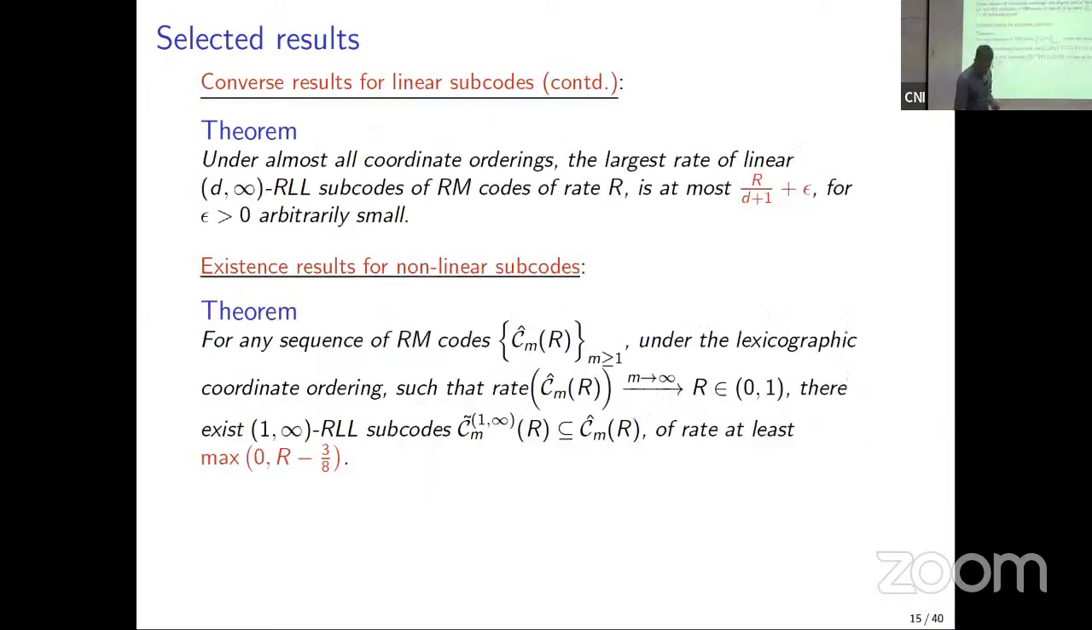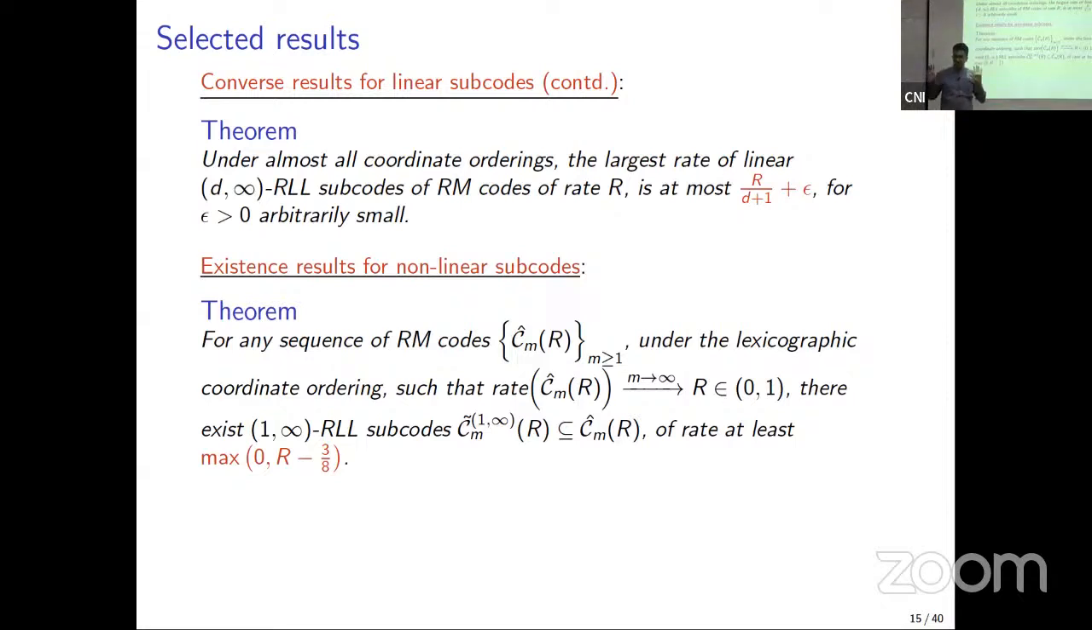Okay, but what more can we say? Well, if you look at the constraint, if you reorder the coordinates of the Reed-Muller code, then you can basically take a code word that doesn't respect the constraint into a code word that does respect the constraint. And we say that under pretty much all coordinate orderings, so long as the block length is large enough, the rate of the largest linear subcode which is also d infinity r compliant is at most r by d plus 1 plus some small percent.